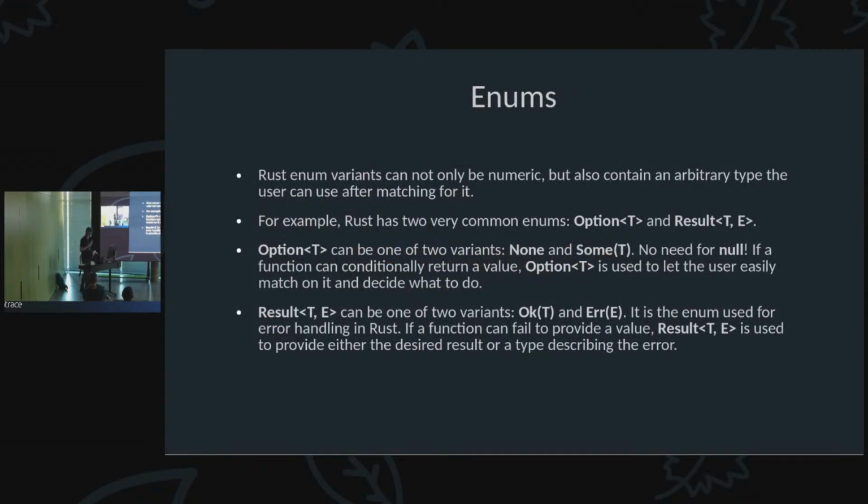Enums, my favorite topic here. Rust enum variants can not only be numeric, as in some other languages, but contain any arbitrary type the user wants. For example, Rust has two very common enums that are basically used everywhere in Rust code: Option<T> and Result<T, E>. Option can be one of two variants, None and Some. So there's no need for null sentinels. If a function can conditionally return a value, for example, Option is used to let the user easily match on it and decide what to do.